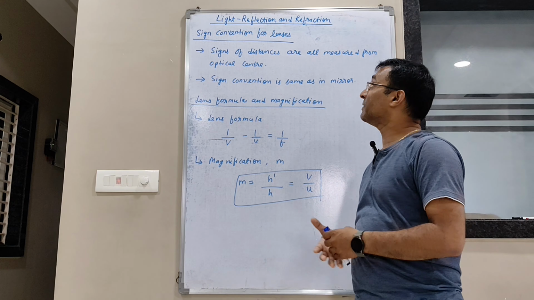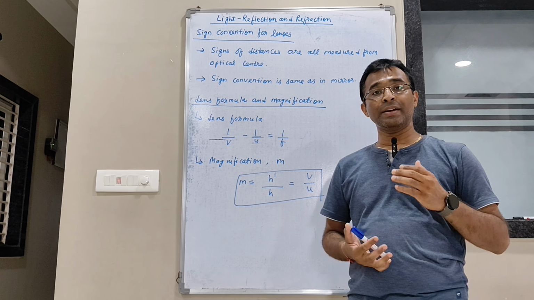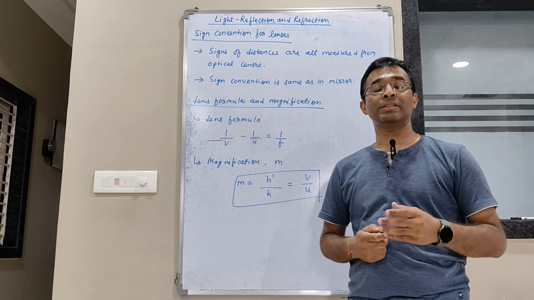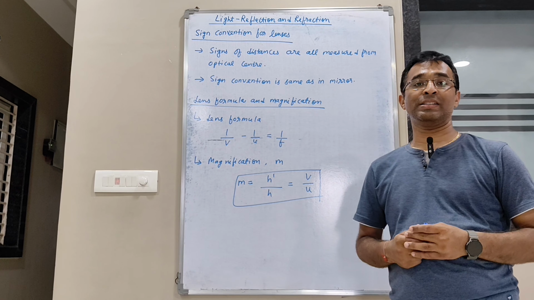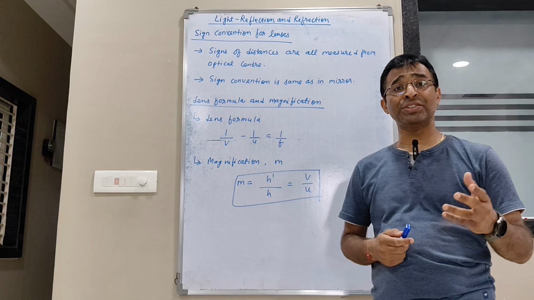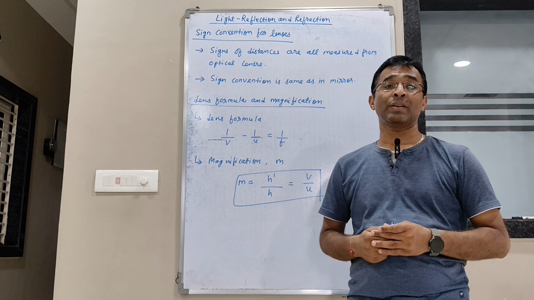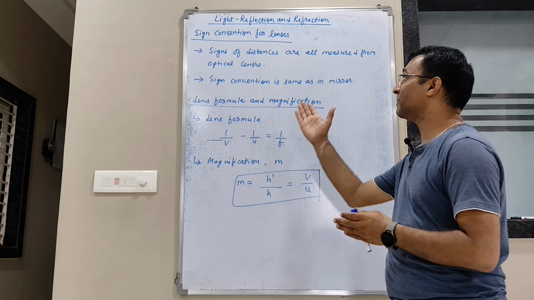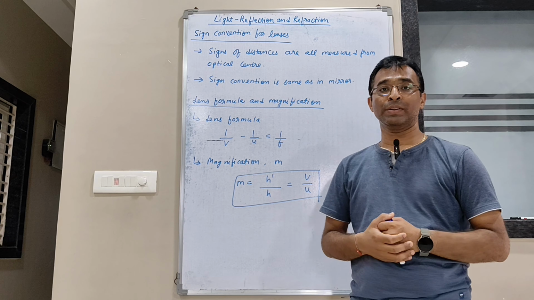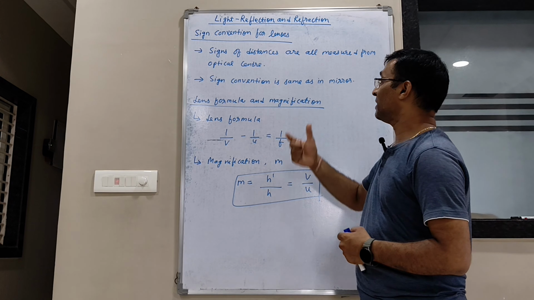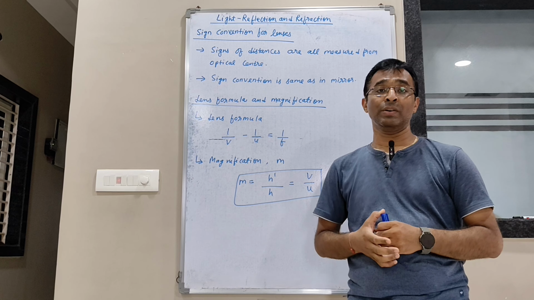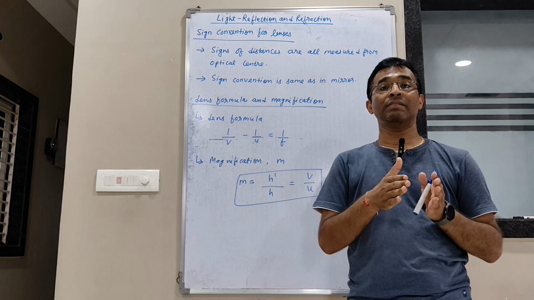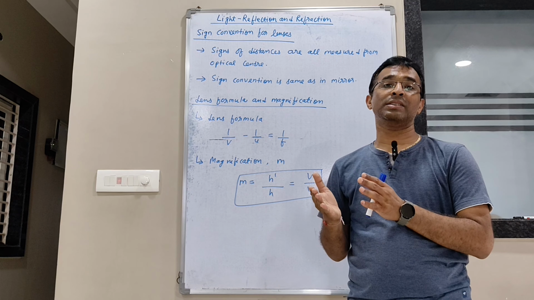Let's discuss the sign convention for lenses. In lenses, we measure all the distances from the optical center, as we measured in mirrors all the distances from the pole. Here instead of the pole we are measuring from the optical center O. Second important point is that the sign convention is the same as in the case of mirrors. The conventions we discussed in the mirror will be applied the same in lenses too.